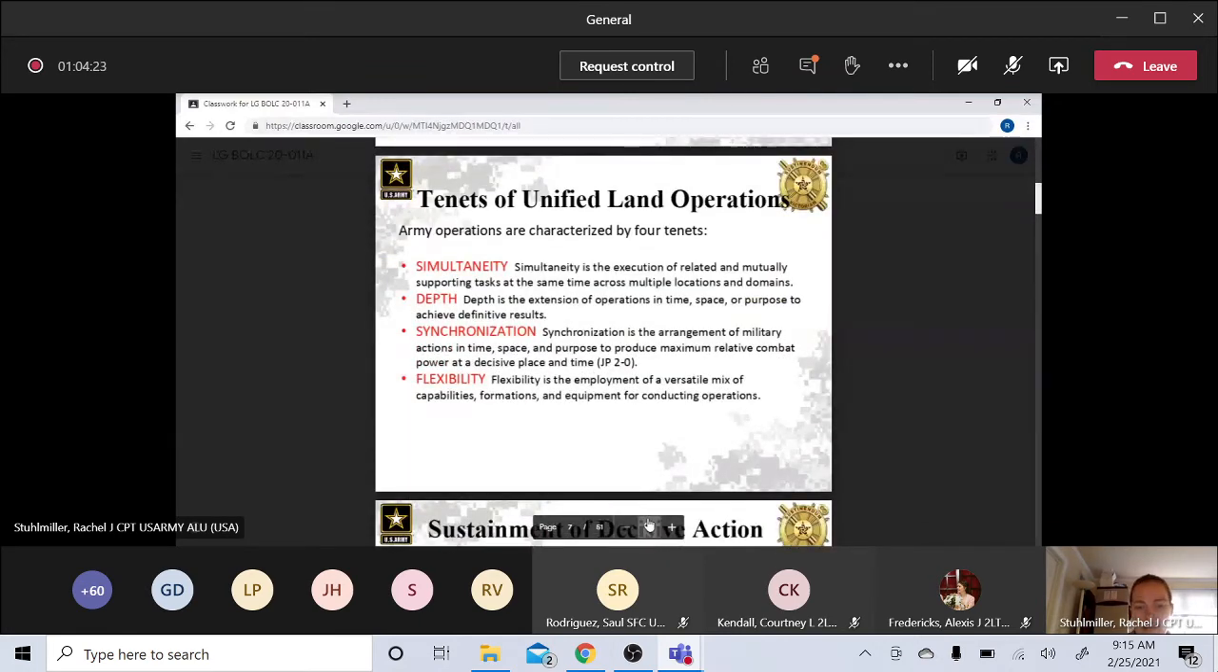Now we get into those tenets of unified land operations. If we go back and think about what we saw in our chart, we went through the whole chart, and then at the bottom left of our chart, we see how we talk about those tenets of unified land operations. What I really want you to do is, I'm going to give you a couple seconds to read them, and then I want you to talk to me a little bit about what each one of these means.